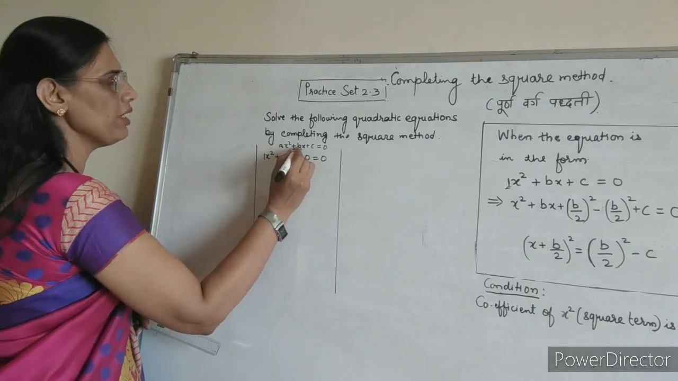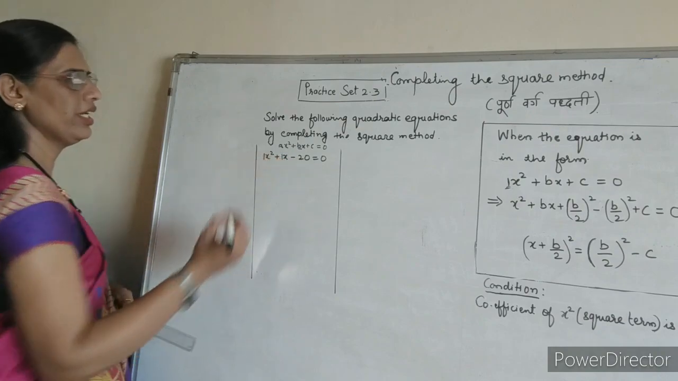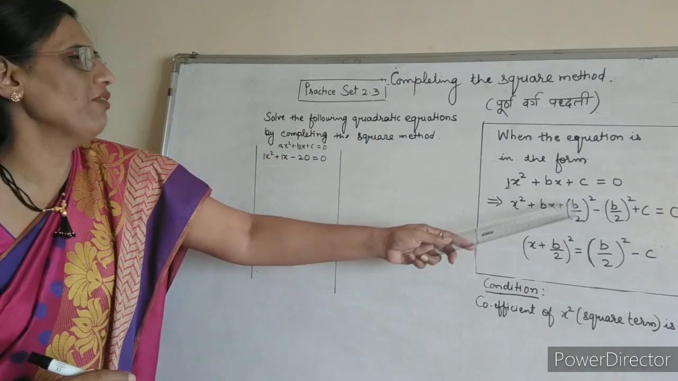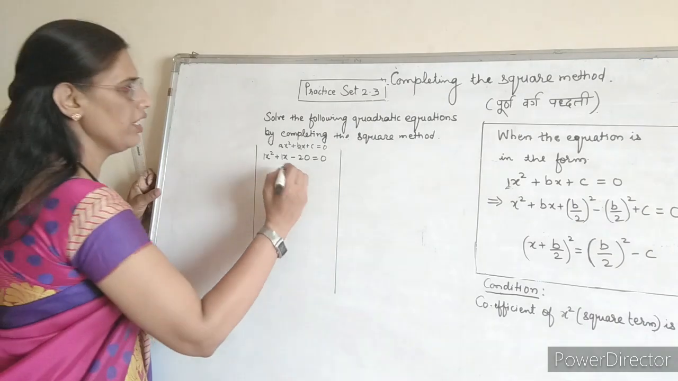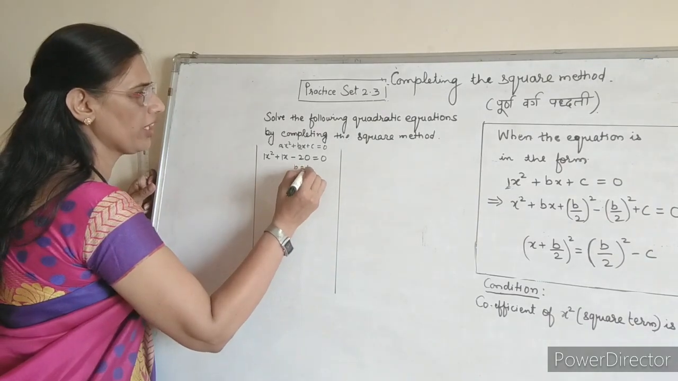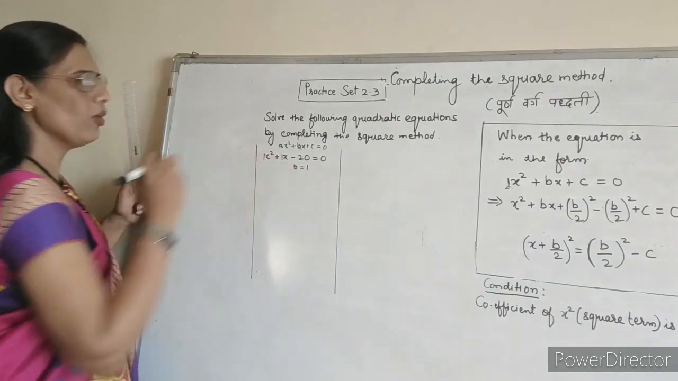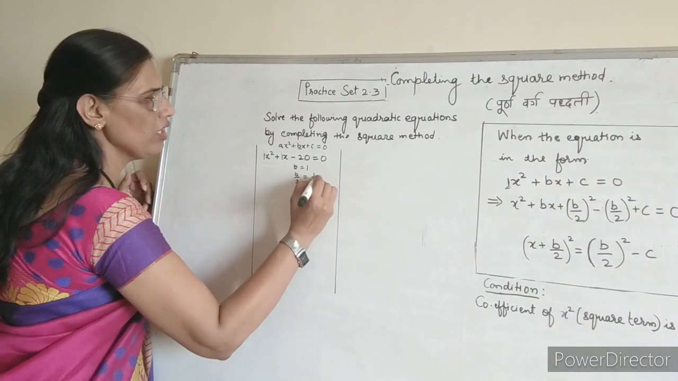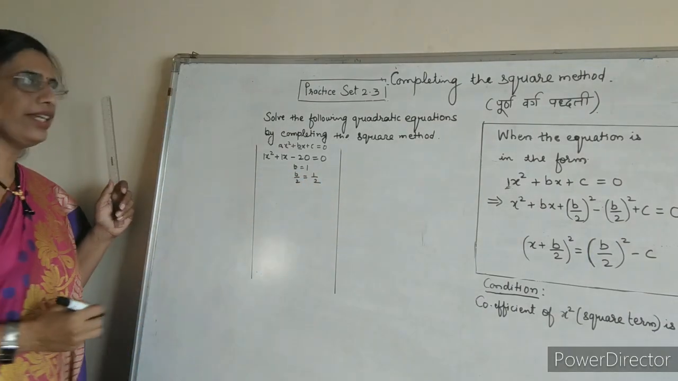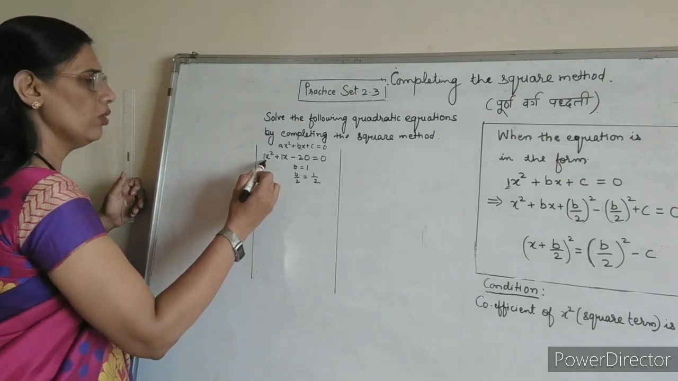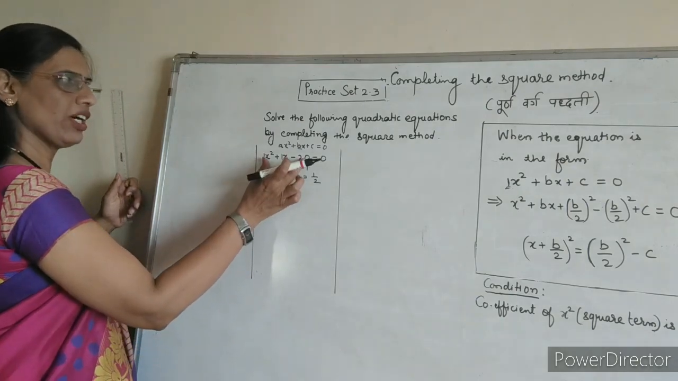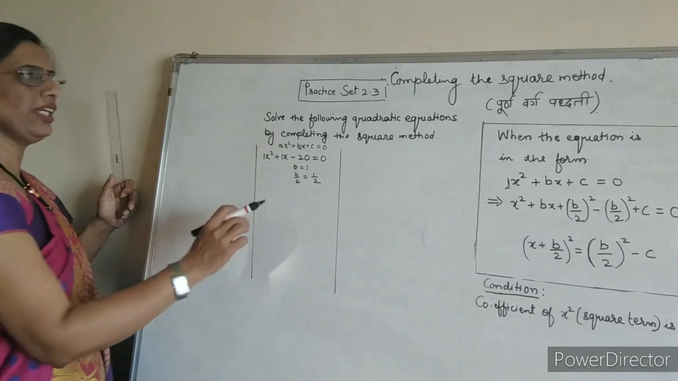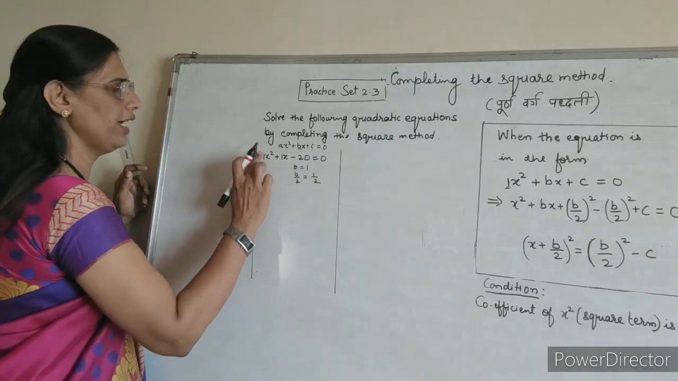Now what is the value of b? b is 1. This is important; we have to find the value of b. So here we have b is equal to 1, right? Then write b upon 2. b upon 2 will be 1 upon 2, right? Now this is not a complete square. We have to make this a complete square. How? Let us see.